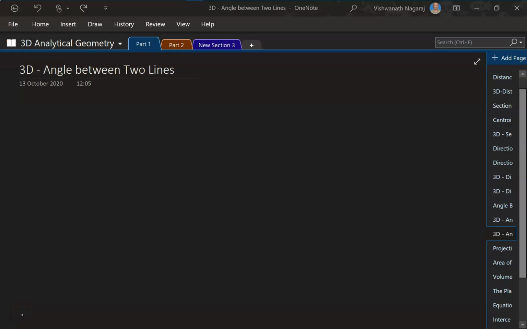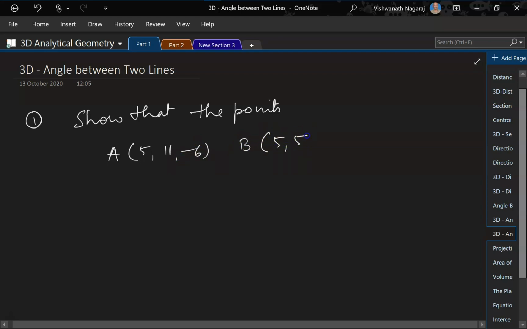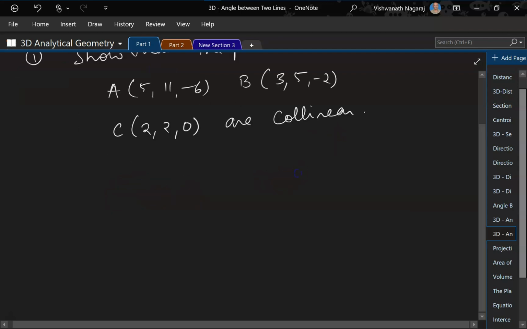Let's solve some additional problems. Now we are going to use the direction ratio concept to show that the points A, which is (5, 11, -6), B, which is (3, 5, -2), and C, which is (2, 2, 0), are collinear. That means they lie on the same line. Now let's see how to do that.